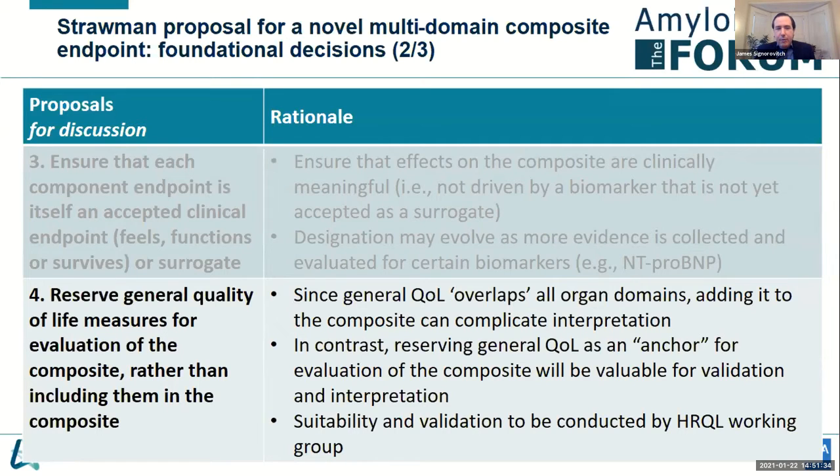Another decision we came to was to reserve the general quality of life measures really for validation purposes, rather than trying to include them in the composite. And this really comes from that overlap. We'll talk later about domain-specific quality of life, but for overall general measures of quality of life, if those are validated by and approved by the HRQL working group, those would serve best as anchors or reference points against which we could compare a candidate composite outcome. Whereas if we included them, that overlap with all the domains could make things difficult to interpret.